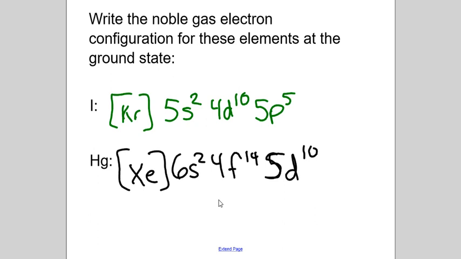And then going through and saying valence electrons, well, highest energy level, so iodine has 7 valence electrons. Mercury here, well, 6 is its highest energy level, so we consider it as having 2 valence electrons. Now, it can do funky things with these other electrons, but generally we assume it has 2 valence electrons.